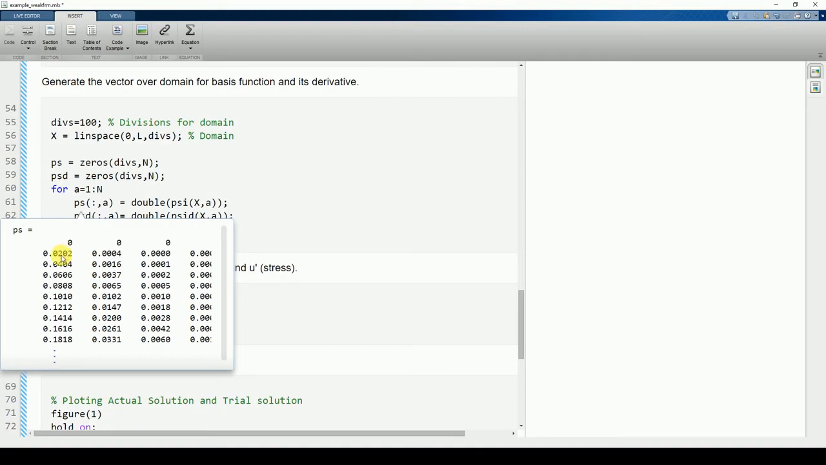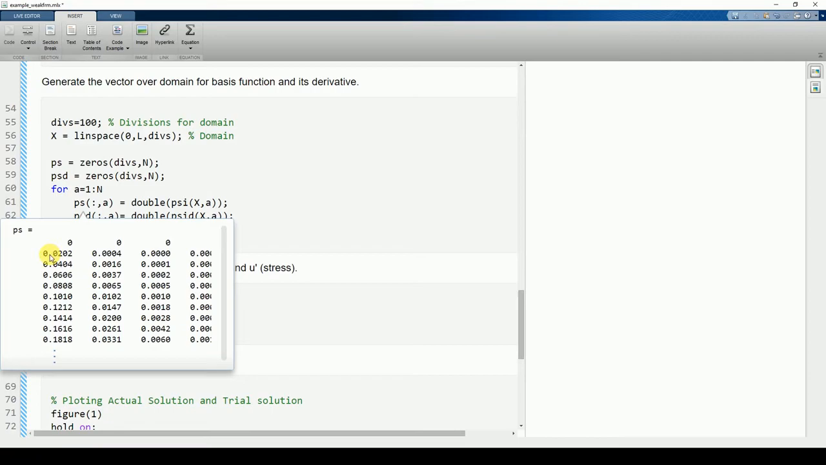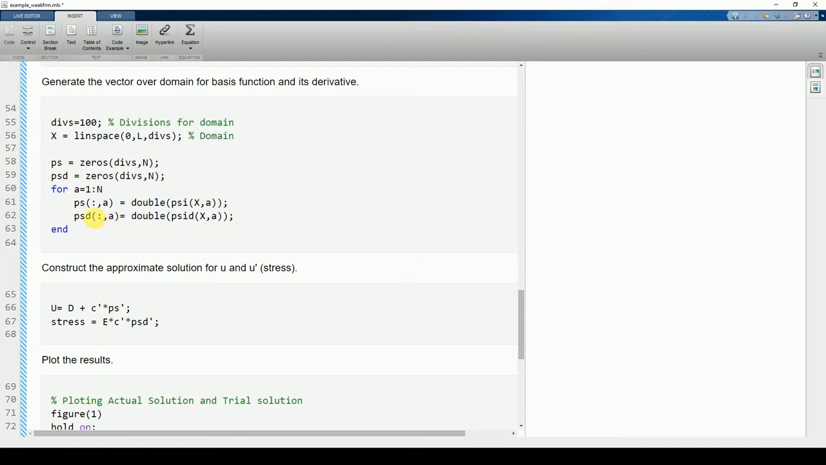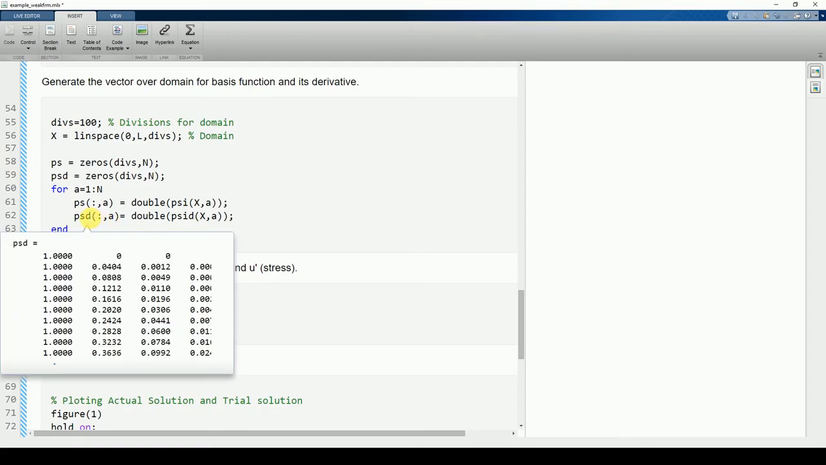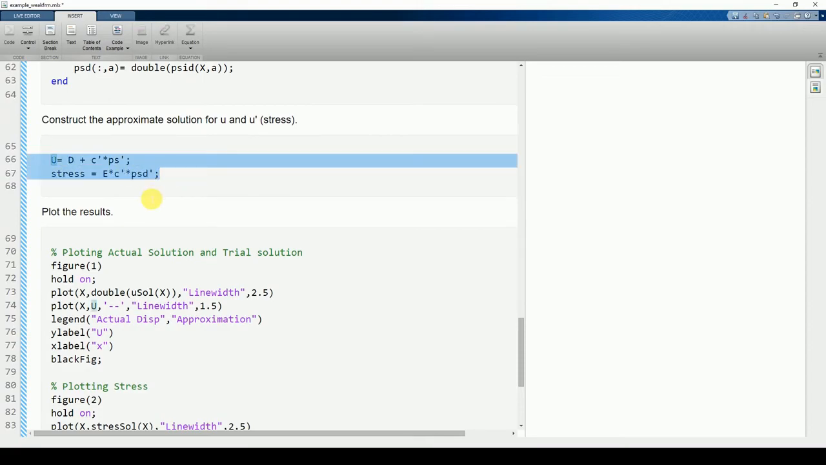This value of x in this vector is 0.202. So this value of psi is at x equal to 0.202. This is the value of psi 2, which is x square, at 0.202, and so on. So each row is a basis function. Similarly for PSD, which is the derivative of the basis function. Okay, so this is how we calculate our approximate solution stresses. D is nothing but our boundary function.